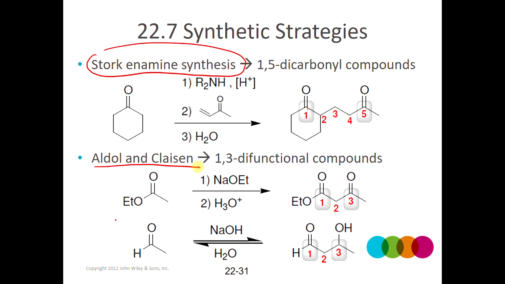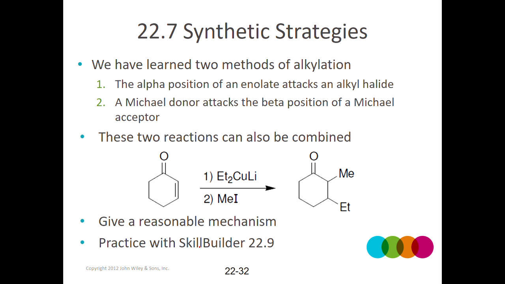The aldol or the Claisen: the aldol usually gives an OH 3 carbons away from a C=O double bond. The Claisen usually gives a C=O double bond 3 carbons away from another C=O double bond, right? So notice which functional groups are present and how many carbons there are between them. If you practice that, that can be a really helpful way in determining which of these reactions we're working with is going to be useful to you.